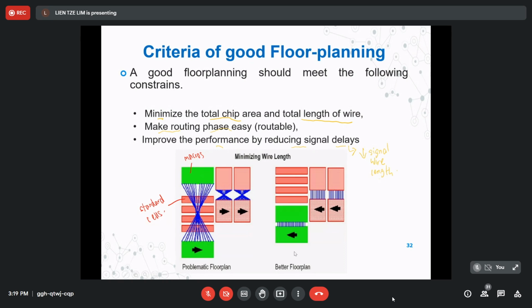The quality of the signals depends on the wire length and also other factors. So the performance here can be improved by considering some of the factors here, performance like the delay and then the power consumptions. All this we have to consider.